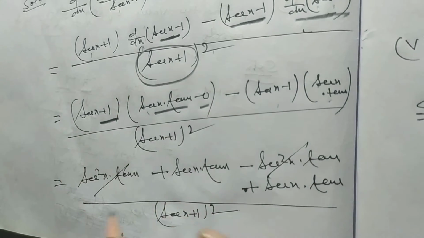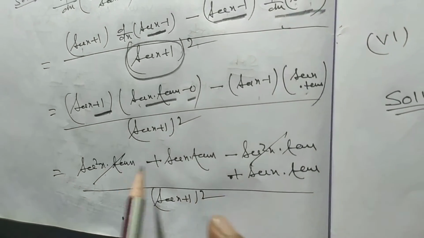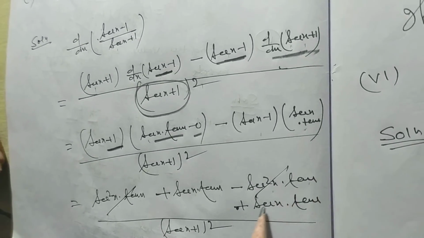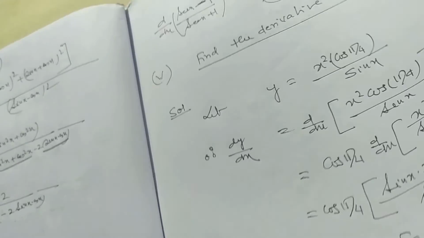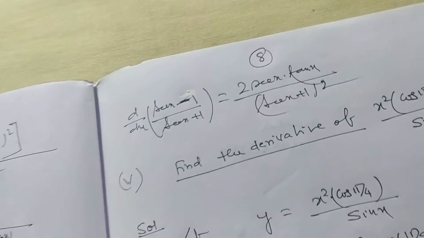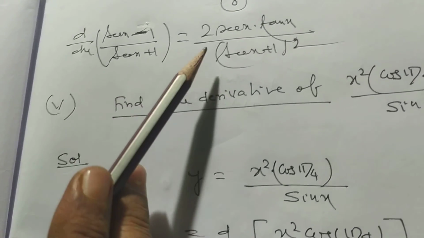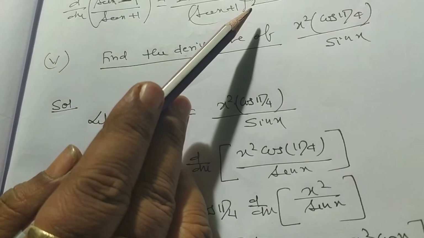So in this way, after simplifying, we will get sec square x into tan x plus sec x into tan x minus sec square x into tan x plus sec x into tan x, divided by (sec x plus 1) whole square. So my dear students, dy by dx of (sec x minus 1) by (sec x plus 1) is equal to 2 sec x into tan x divided by (sec x plus 1) whole square.